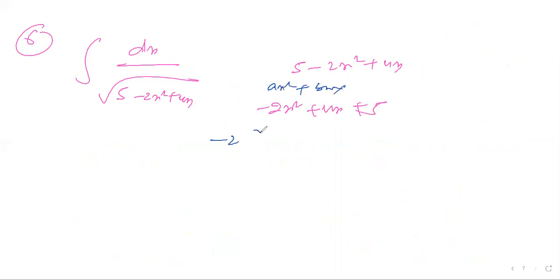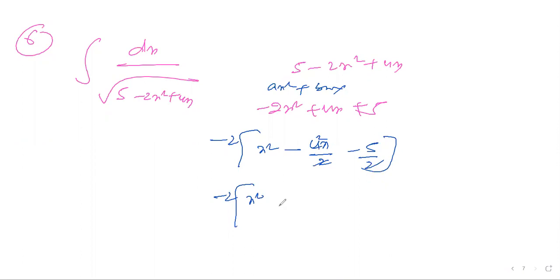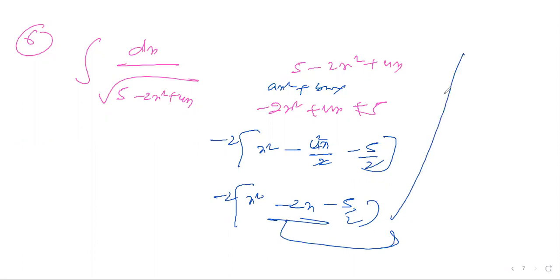After minus 2, take x square common, then minus 4x by 2, then minus 5 by 2. Then after this, you are going to get x square minus 2x minus 5 by 2, keeping the minus 2 aside. Then just after this you can continue. I don't want to do this. Okay, do the homework.